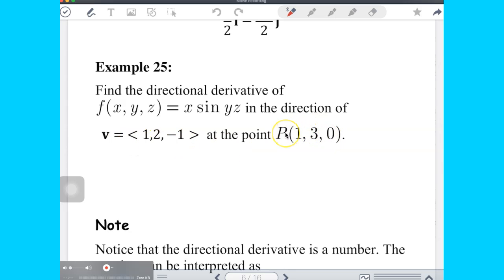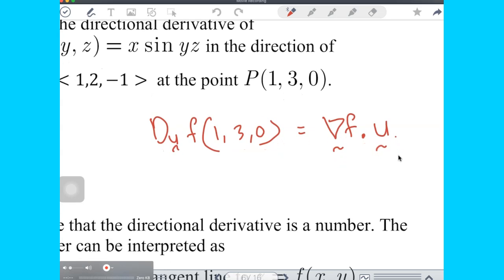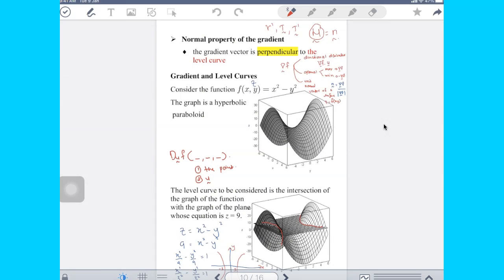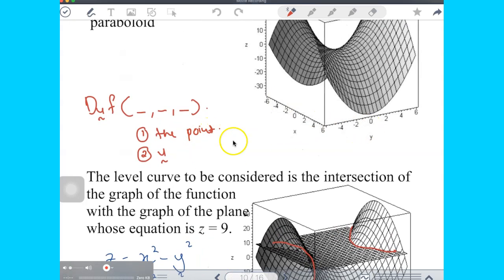So then you can use the formula of the directional derivative of the given f at point 1, 3, 0, where the formula is gradient f dot u. So you need to have the point and the direction. So if we look at the example here, you need to have the point which is passing through the curve here, and also the direction.